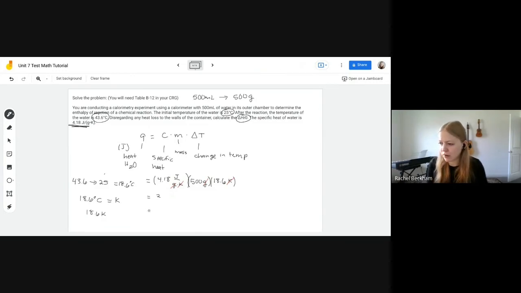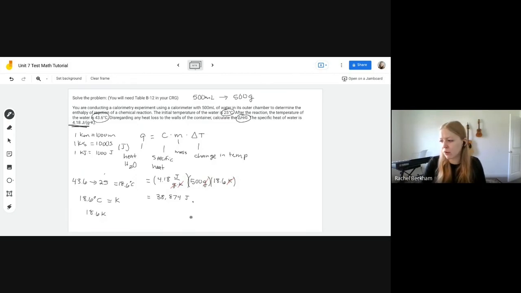I'm getting 38,874, and the units that are left are joules, okay? Now, the answer wants us to represent it in kilojoules. So if you know, like, a kilometer is 1,000 meters, right? And a kilosecond is 1,000 seconds. So 1 kilojoule would be 1,000 joules, okay?